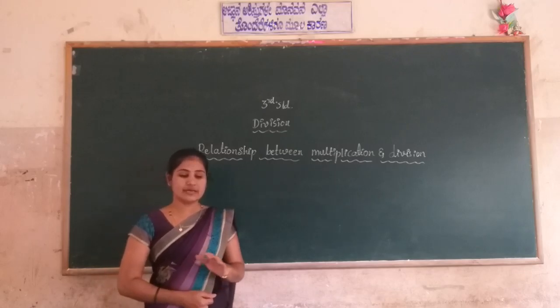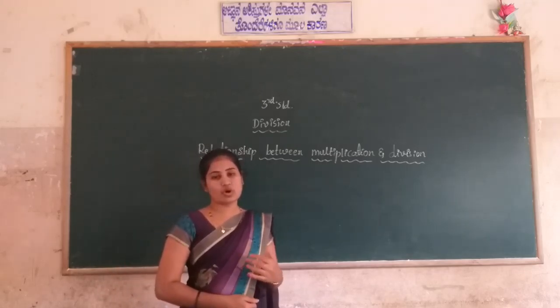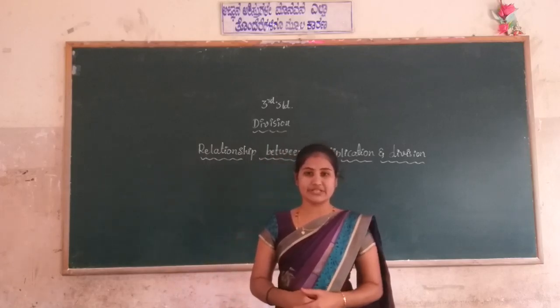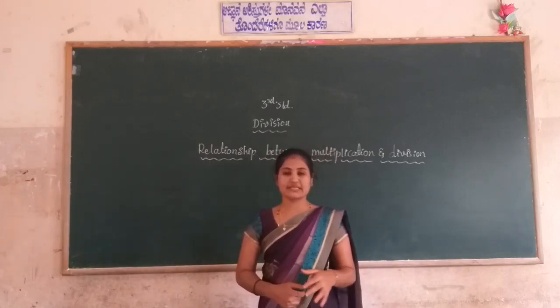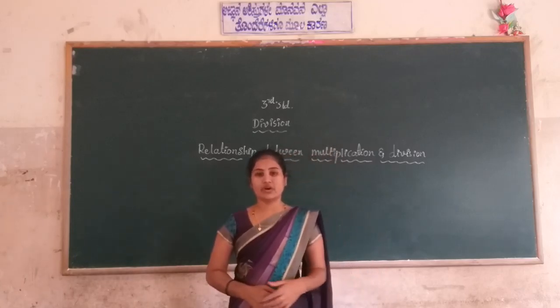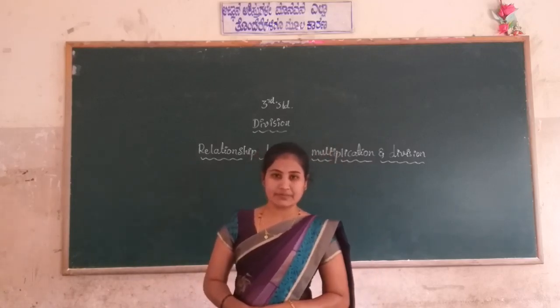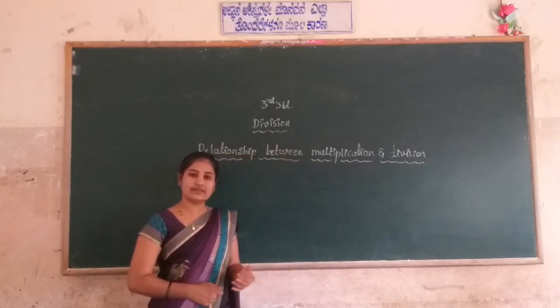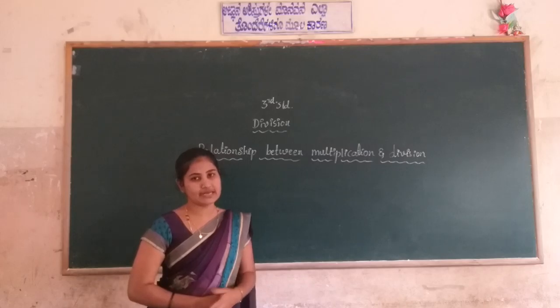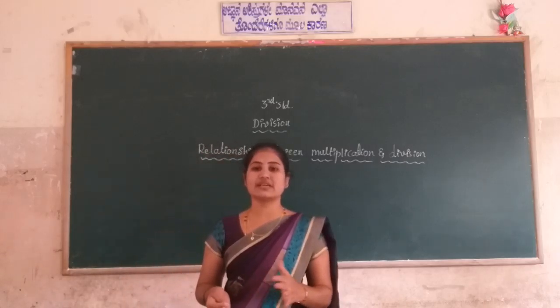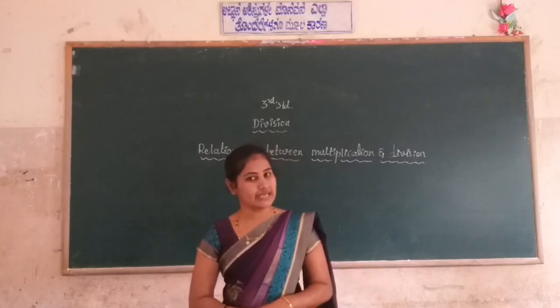Dear students, in the previous classes you already learned that multiplication is repeated addition. Multiplication is the process of repeated addition of the same number. In the case of division, division is a process of repeated subtraction. Therefore, multiplication and division are related to each other.